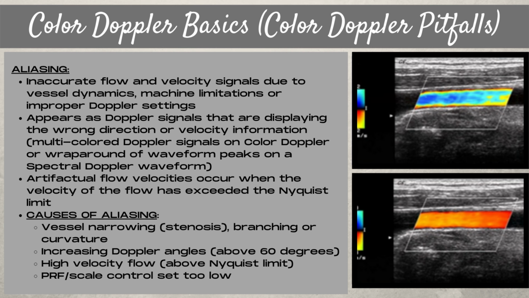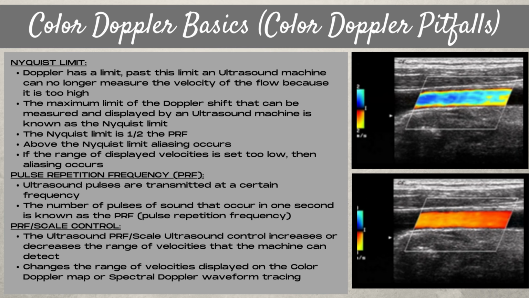Causes of aliasing are vessel narrowing, such as stenosis, branching or curvature, increasing Doppler angles, which are angles above 60 degrees when using Doppler, high velocity flow, this is flow above the Nyquist limit, and or a PRF or scale control which is set too low. It's crucial when talking about aliasing to also talk about the Nyquist limit and pulse repetition frequency.